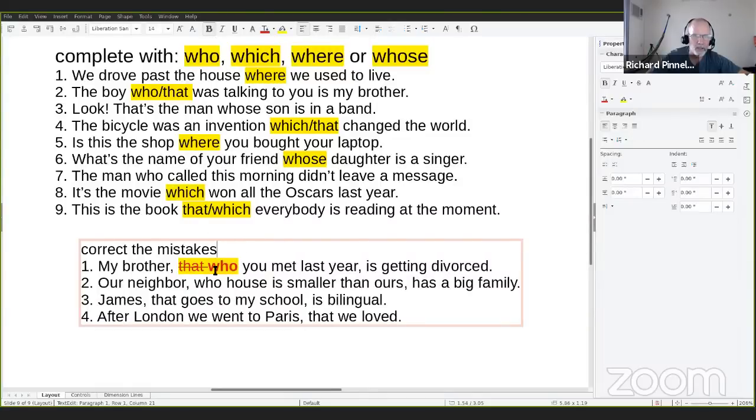Non-defining. So here we have a comma. Here we have another comma. So remember, in non-defining, we cannot use that. We have to use who. In this case, it's a person, so we have to use who. Our neighbor whose house is smaller than ours has a big family.